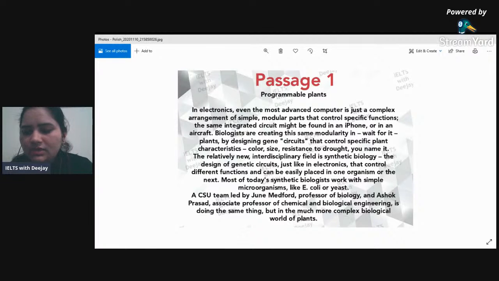The question says some synthetic biologists work with genetic circuits of mammals, but the information when we read it says most of today's synthetic biologists work with simple microorganisms like E. coli or yeast. We don't know whether they are working with mammals or not because this information is not there. So this is the reason we will mark it not given. Very good. The third one, this is the tricky one.